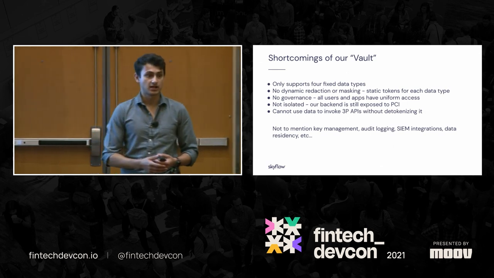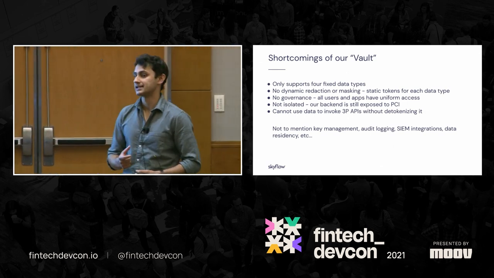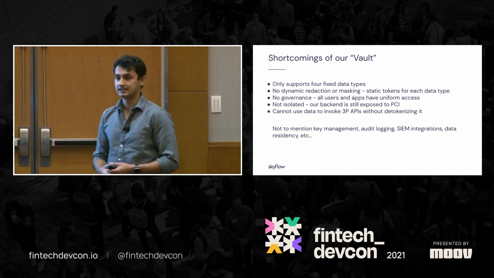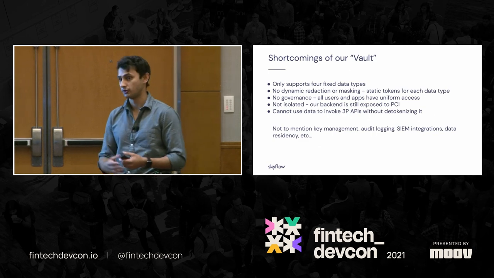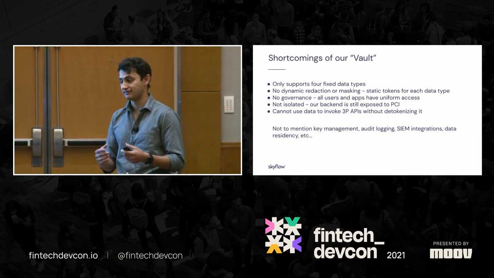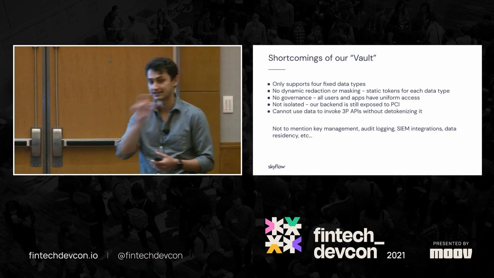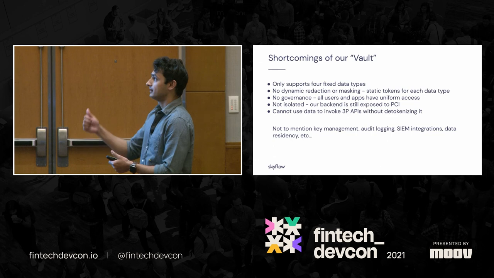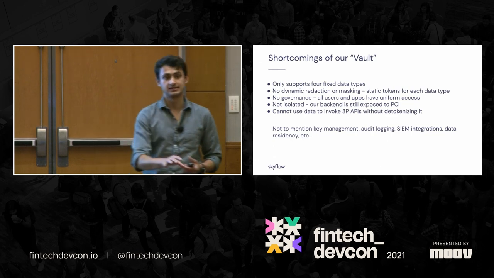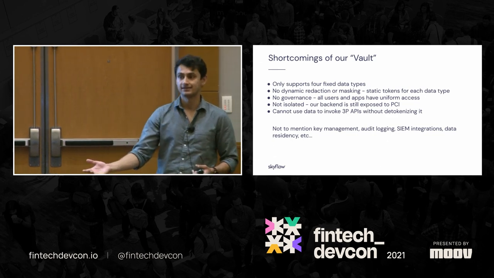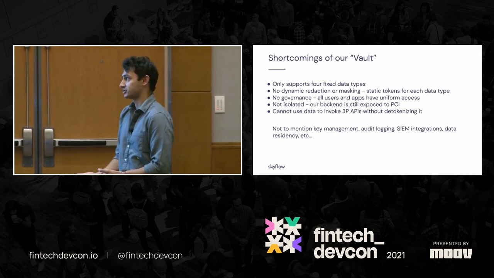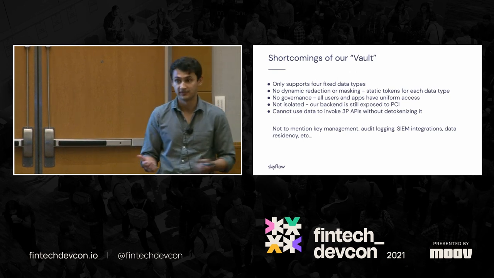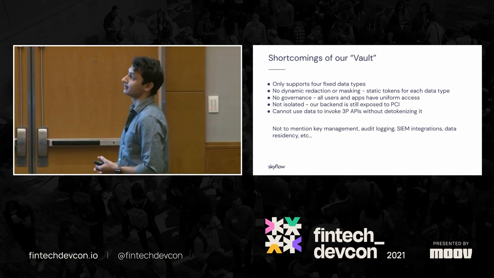There's no dynamic redaction or masking. You either get the whole plain text value or you get the whole token. If I wanted to give my team just the last four digits, I'd have to create a whole new token for that. There's no way for me to selectively pull that out of the plain text value. There's no governance. Any users or apps that are talking to this vault get the same level of access. Maybe they only need the cardholder name. They don't need the number at all. But there's no way for me to do that here.